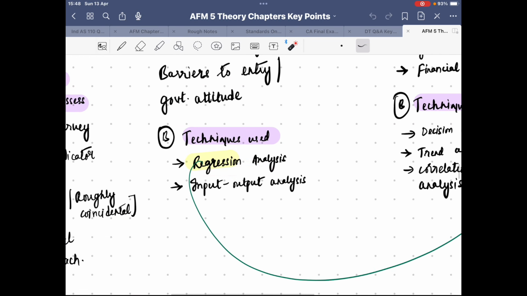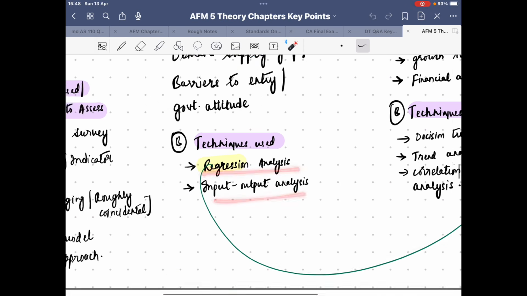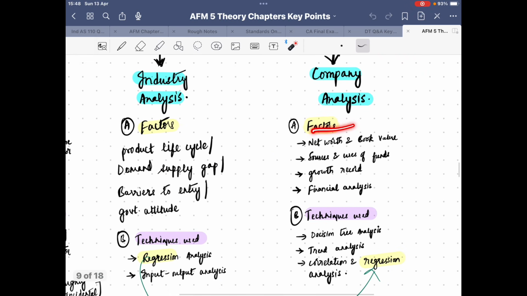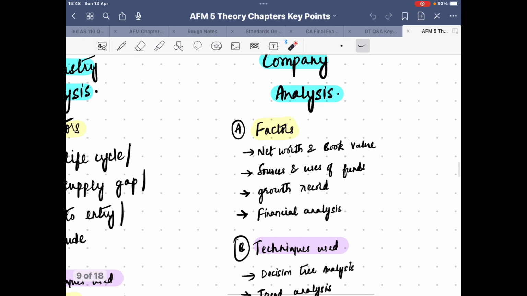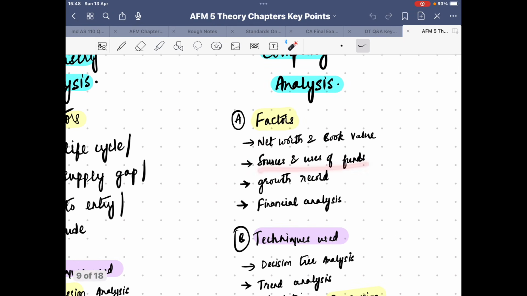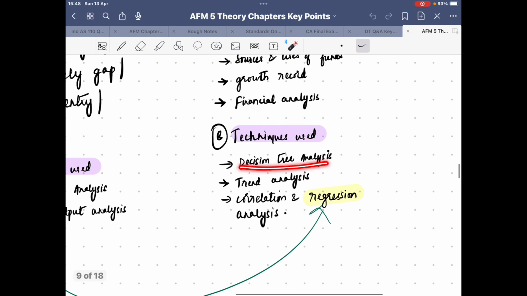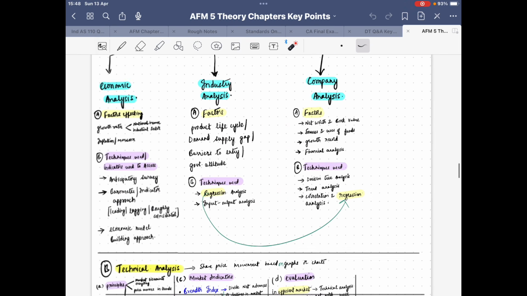Techniques used, regression analysis, input output analysis. Now coming to company analysis, factors: net worth or book value, sources and uses of funds, growth record, financial analysis. Techniques used, decision tree analysis, trend analysis, correlation and regression analysis.